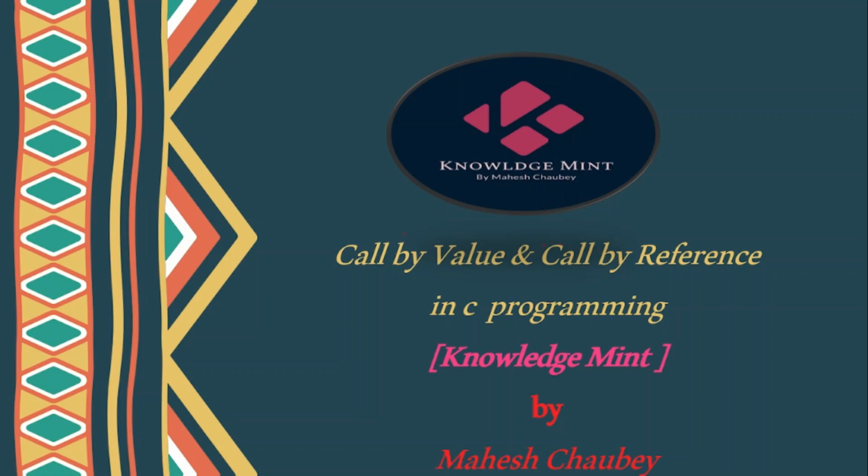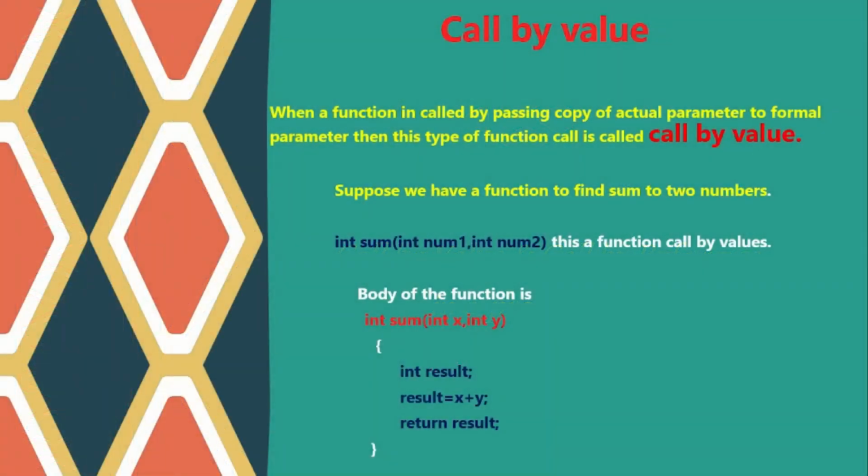And we all know that in C, a function can be called by value or call by reference. Call by value means calling a function by passing value of the variable, while call by reference means calling a function by passing address of the variable. And these variables are nothing but parameters to the function. So let's see some theoretical concepts.